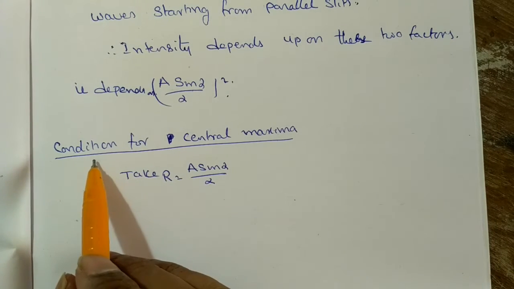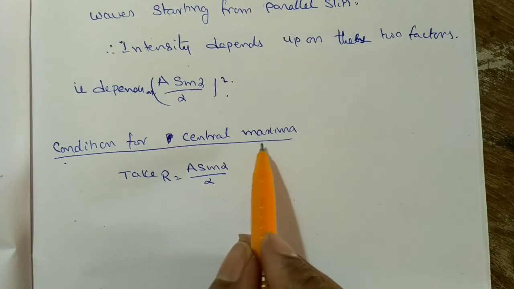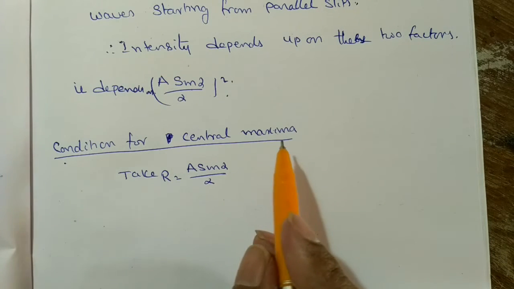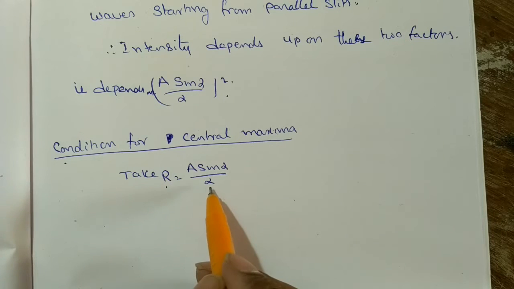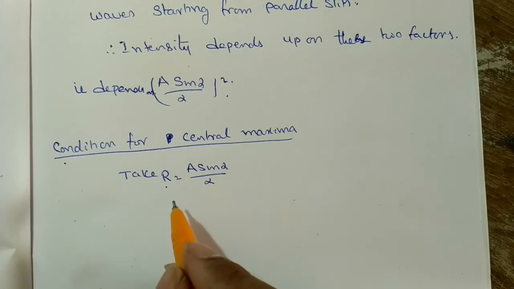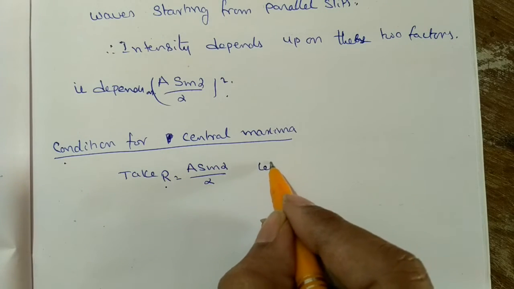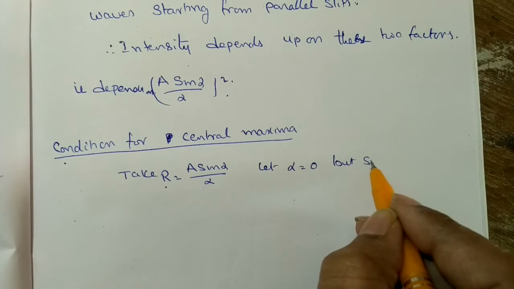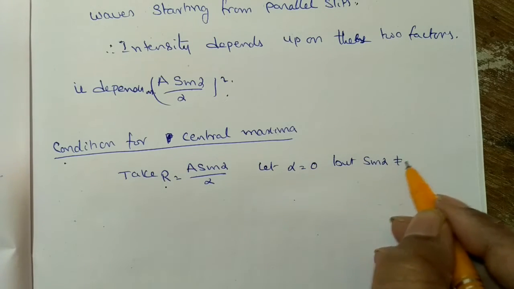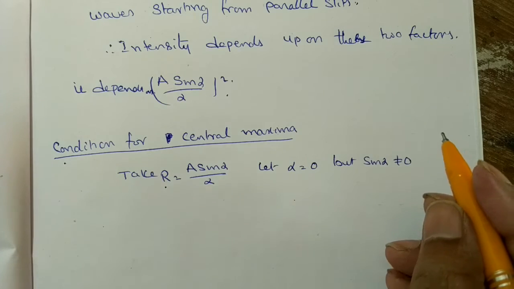Condition for central maximum. So the condition for central maximum means R should be maximum. R is maximum when the denominator is equal to 0. That means the condition is alpha equals 0 but sin alpha is not equal to 0.